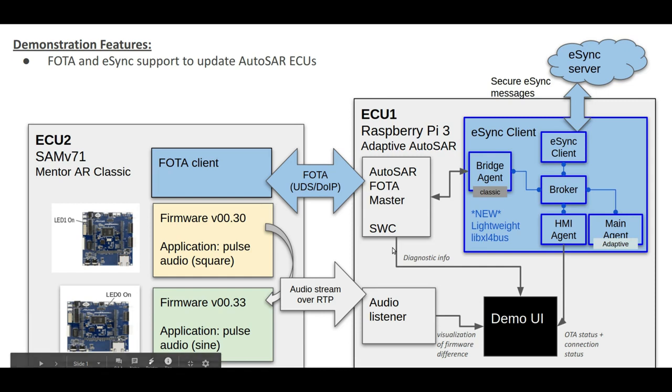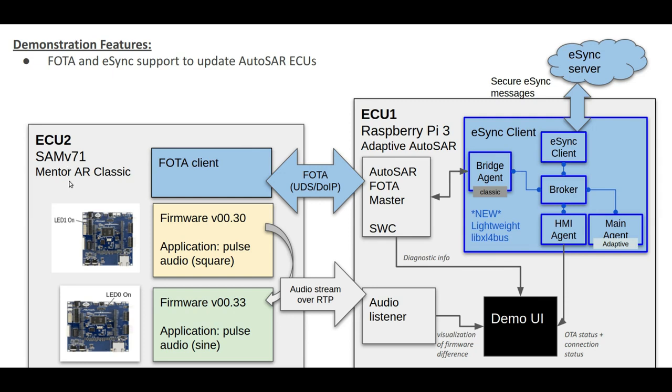Hello everyone, this video is a demonstration of firmware update of AUTOSAR based ECUs with the help of eSync. In this demo, we have two ECUs, ECU1 and ECU2. ECU1 is a Raspberry Pi which runs on Adaptive AUTOSAR. ECU2 is a SAM V71 which runs on Mentor Graphics Classic AUTOSAR platform.